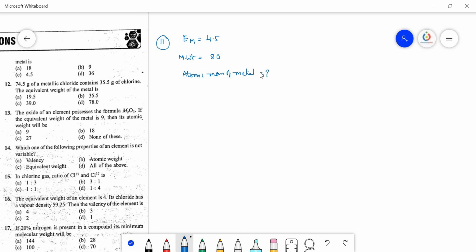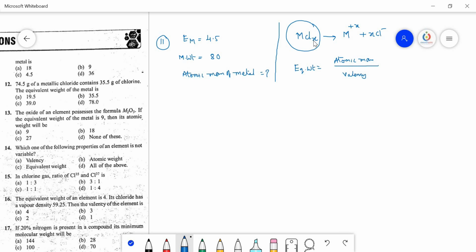Atomic mass equals question mark. First of all, we should know what is the formula of the metallic chloride? That we don't know. So let us imagine its molecular formula is MClx. So if it dissociates, metal will get the M^x+ charge and the chlorides will be xCl^-. So the valency of the metal is +x. Why I am taking this formula, you will understand now. We know that equivalent weight of any element equals atomic mass by valency.